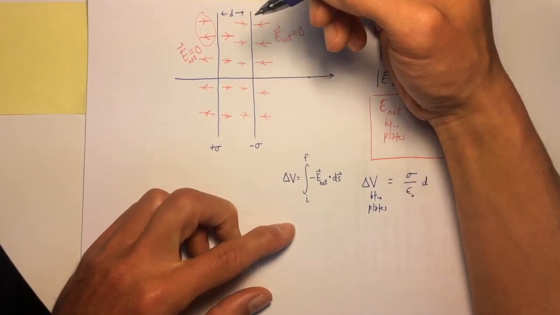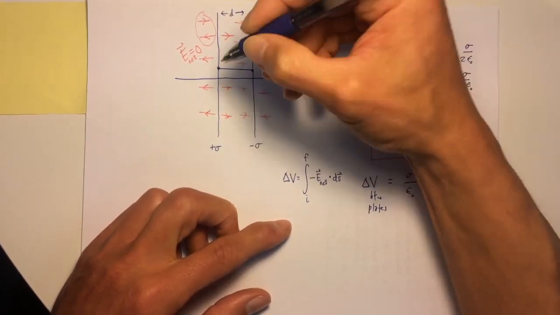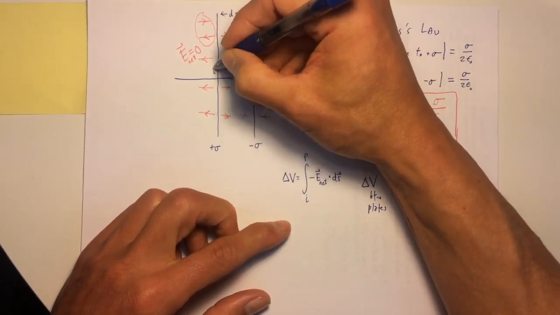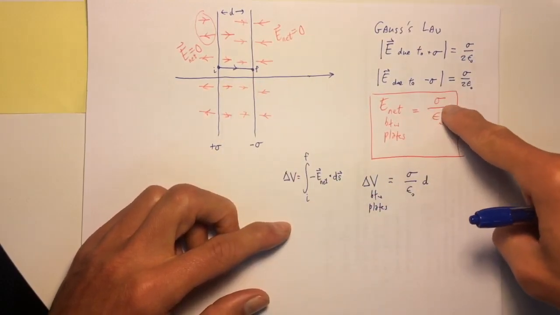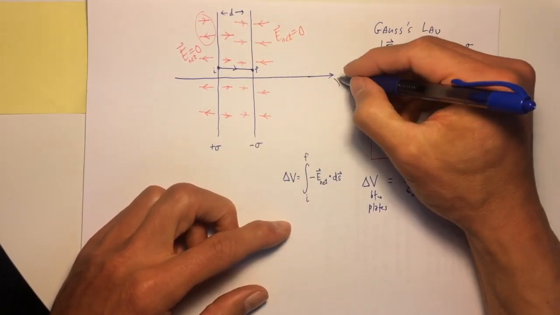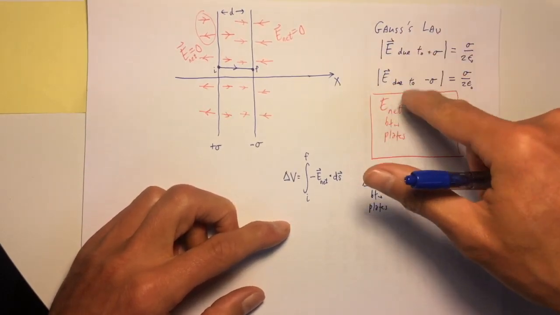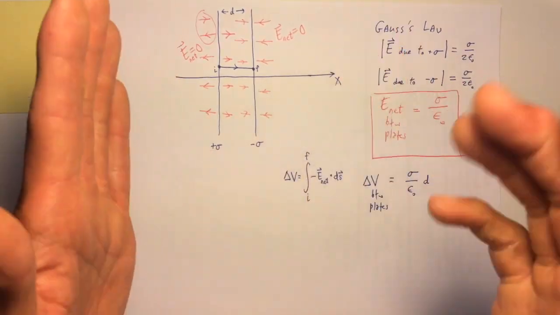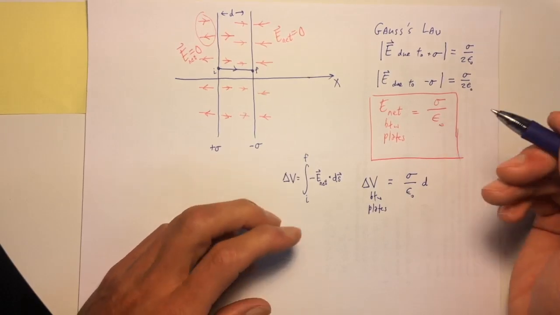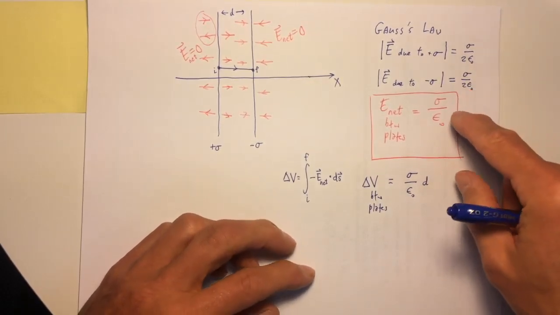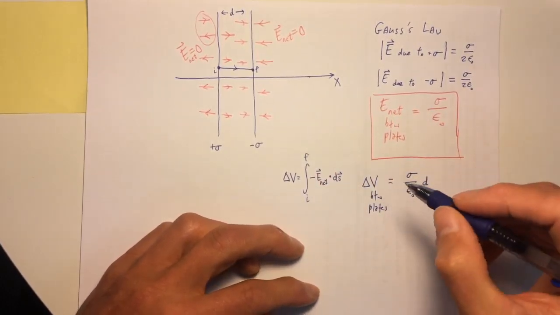Just go like this. Start here and go over to here. If you start here as the initial and this is the final, the electric field has a value that's independent of position. So it doesn't matter what the values of x are in between, because that's the magic of the electric field of an infinite plane of uniform charge density, that it's independent of location. It's a uniform field.